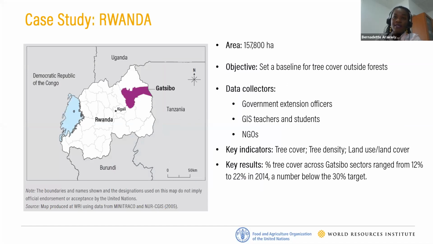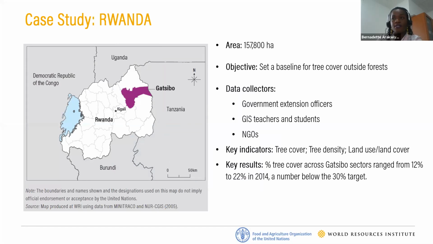So the fourth and last case study in the guide was done in the Gatsibo district in Rwanda. The objective was to set a baseline for tree cover outside the forest against which restoration progress can be measured. The participants in the Mapathon included government extension officers, GIS teachers and students, and NGO staff. The key indicators were tree cover, tree density, land use, and land cover.